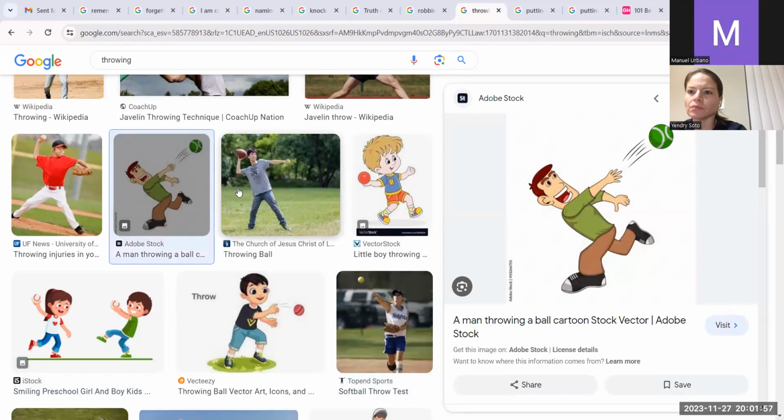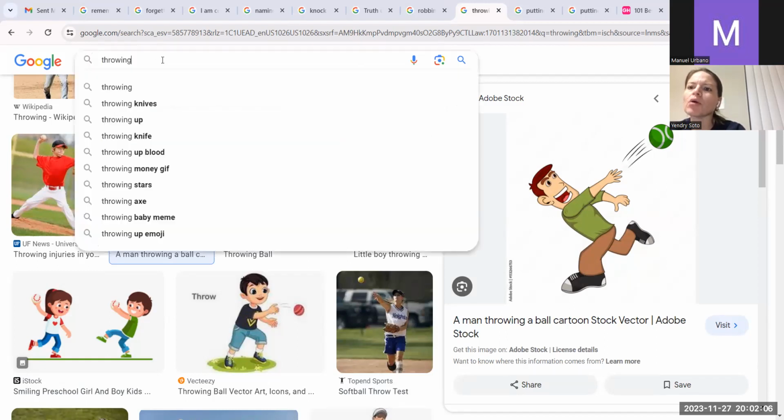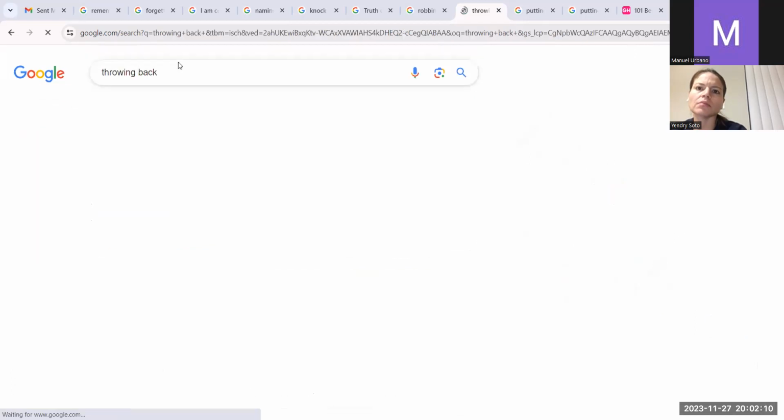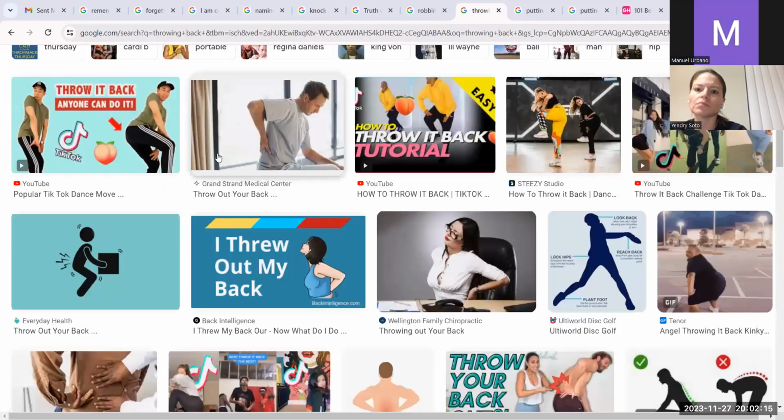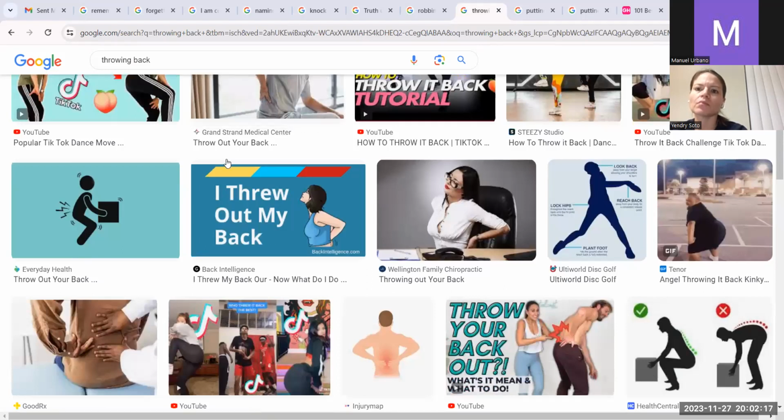Now we're going to practice with "he is throwing back the ball." He is throwing back the ball. Yeah, so throwing back, ah, he's throwing back the ball. Okay, the throwing back es siempre regresar.